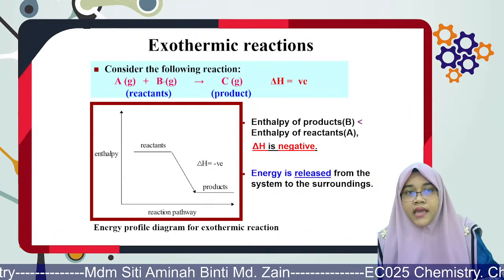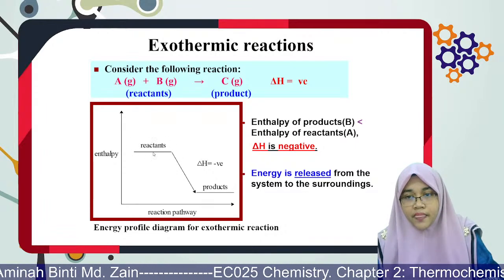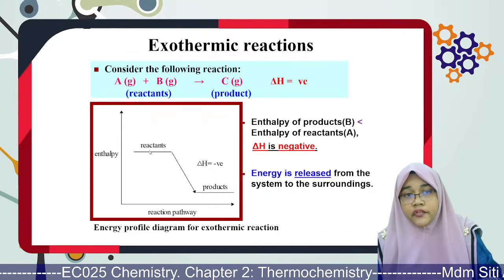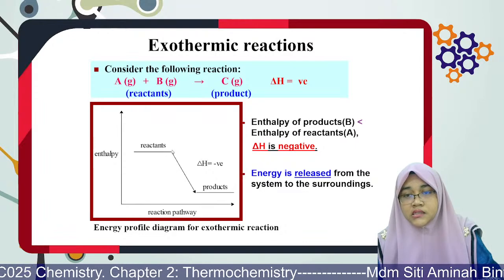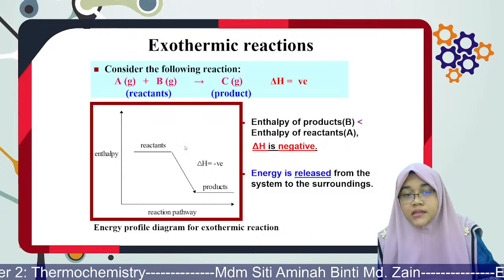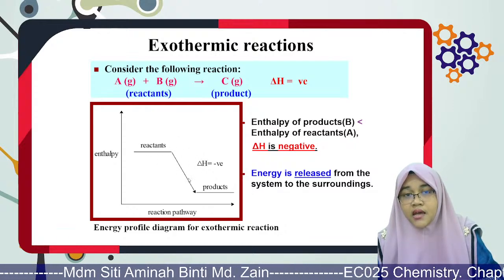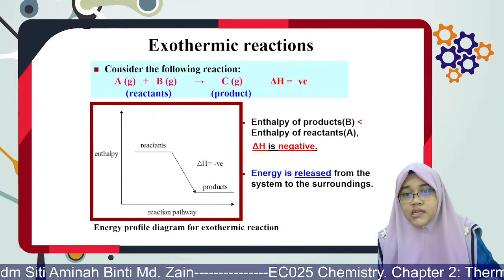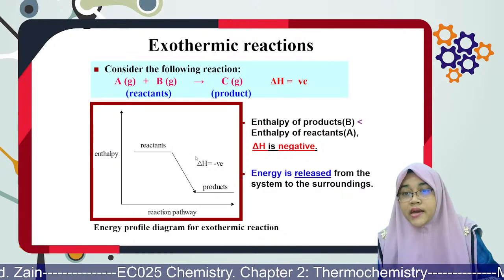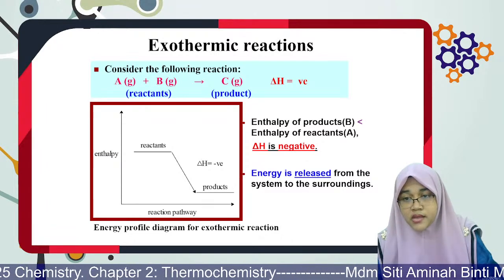So A and B, the reactants, have a little bit higher enthalpy compared to the product. In order for the enthalpy of the reactants to reach the enthalpy of the product, some of the heat in the reactants must be released. So that energy is released from the reactants to the surroundings. This is an example of an energy profile diagram for an exothermic process.